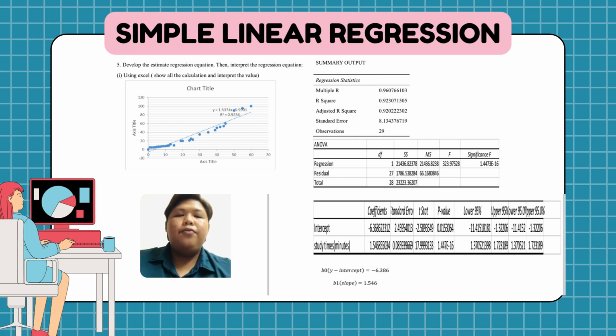Okay, so we move to the interpretation. Regression coefficient. We can see b null, the y-intercept, equals negative 6.386, and b1, the slope, equals 1.546.